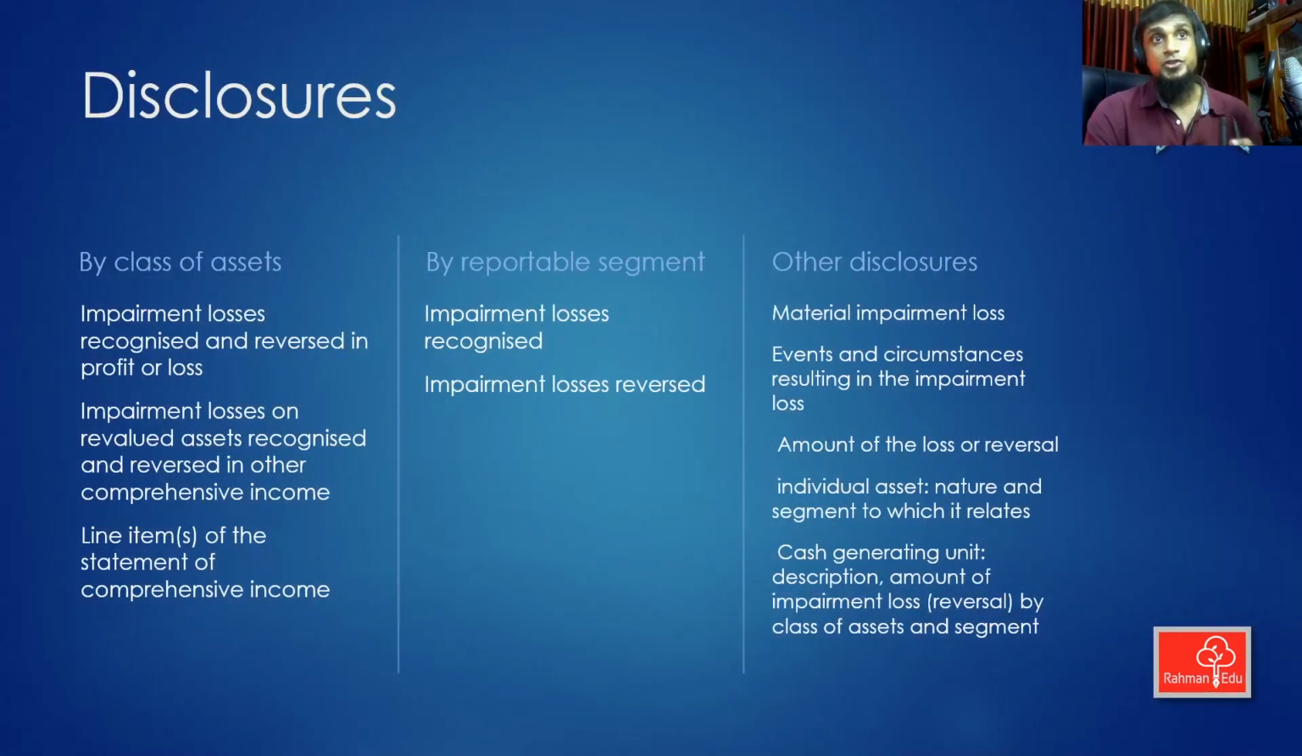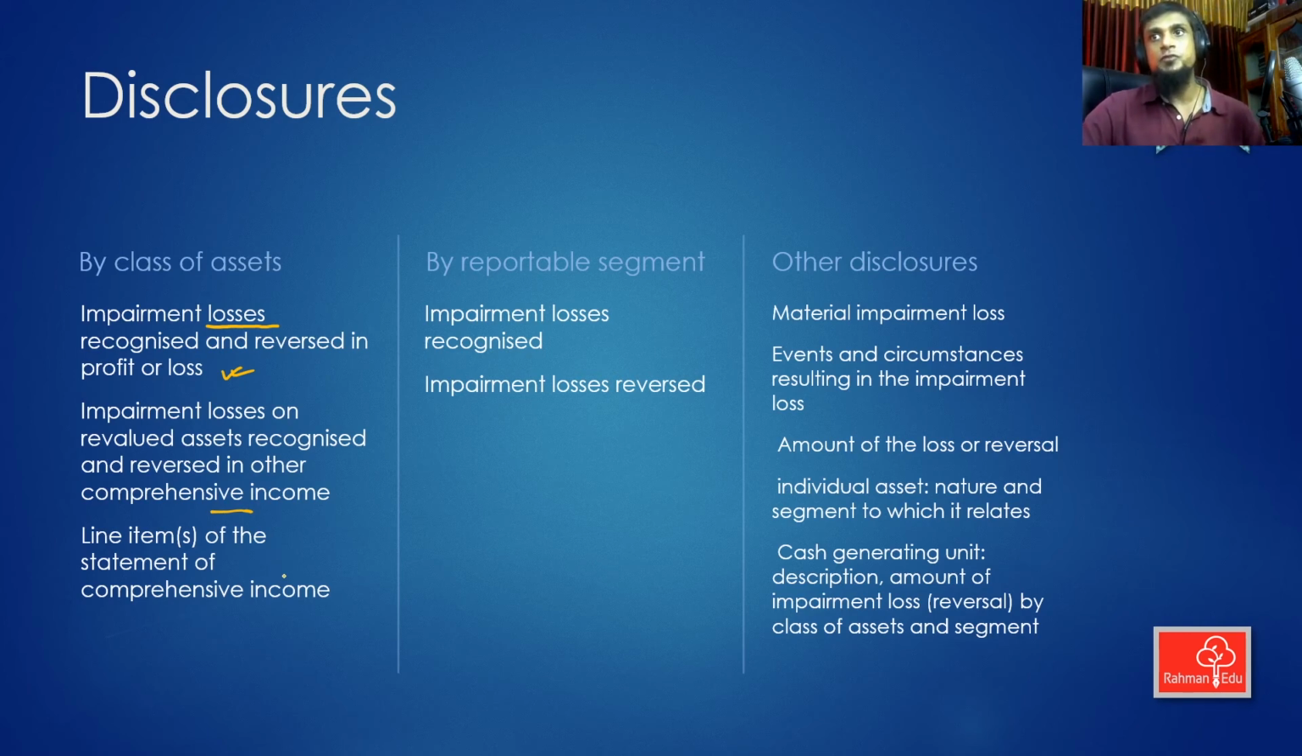Here comes disclosures. The first thing that we're going to disclose is impairment losses recognized and reversed in profit or loss, and in other comprehensive income during the period. Last year we charged $4 million impairment loss, last year's disclosure. This year we have reversed 3.5 impairment loss in profit or loss. Disclose that. If it is in OCI, disclose it. In OCI we have put this much.